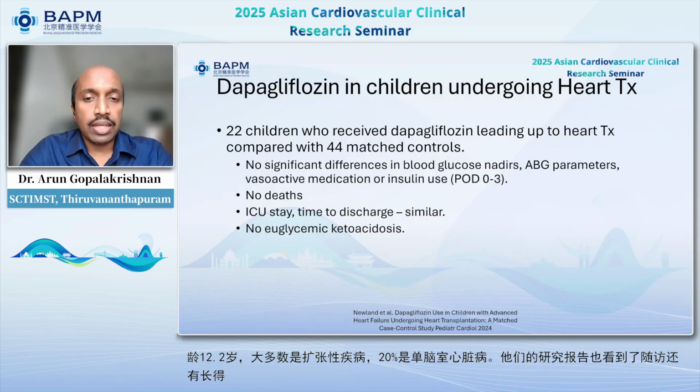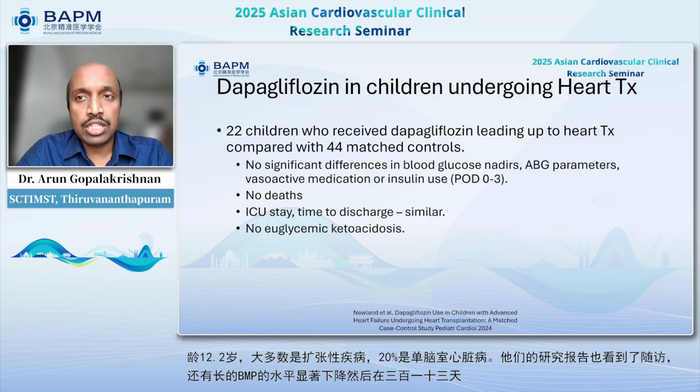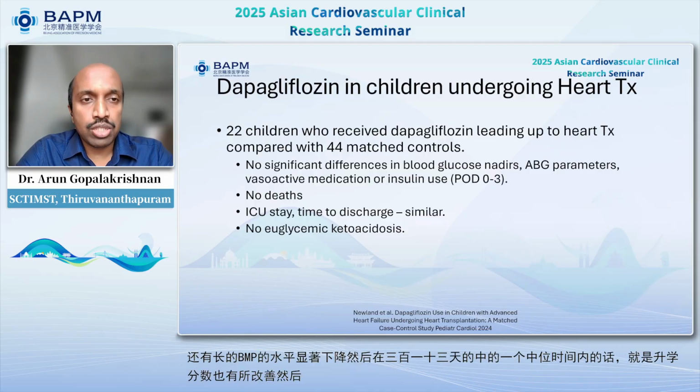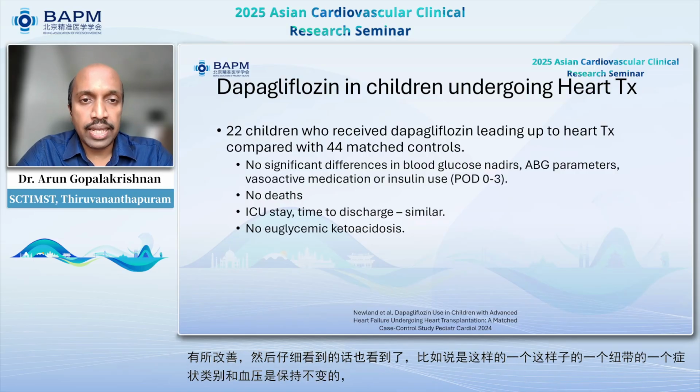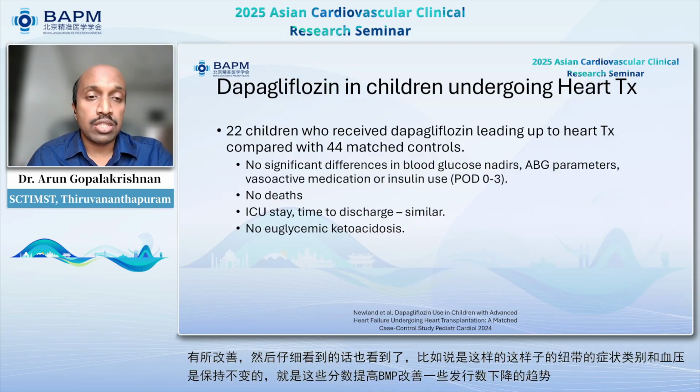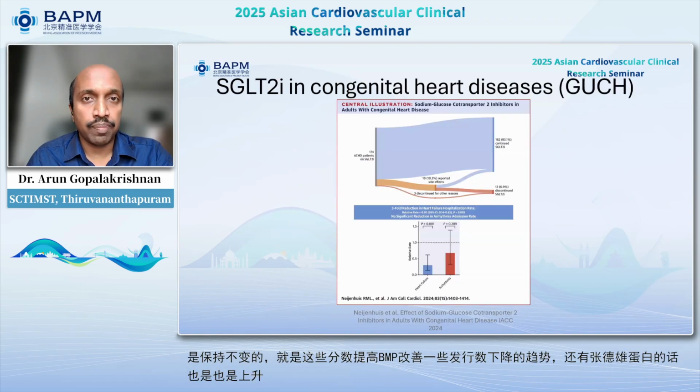They also reported another elegant paper on whether dapagliflozin can be considered in children who are listed for heart transplant. 22 children were compared with 44 matched controls. There were no significant differences in their blood glucose nadirs, ABG parameters, or vasoactive medication or insulin use. No deaths. The ICU stay and time to discharge were identical in those who were considered for transplant, and there was no incidence of euglycemic ketoacidosis, which is a concern that has been reported from adult literature.